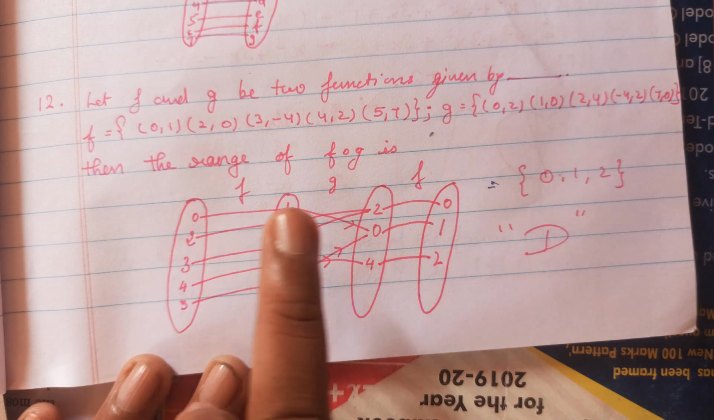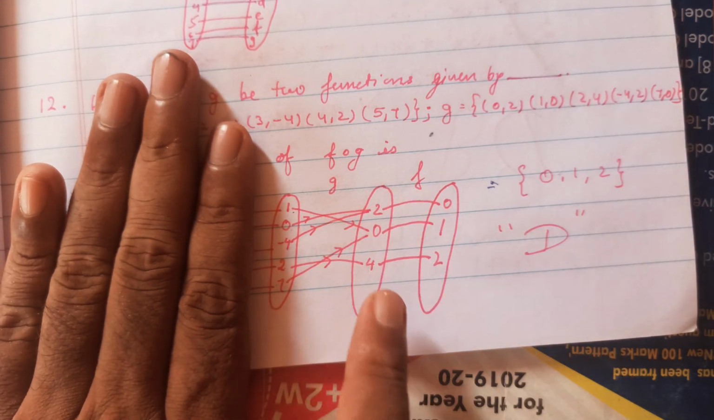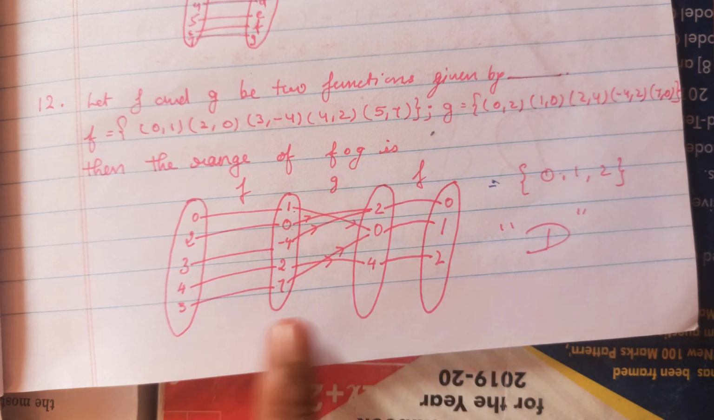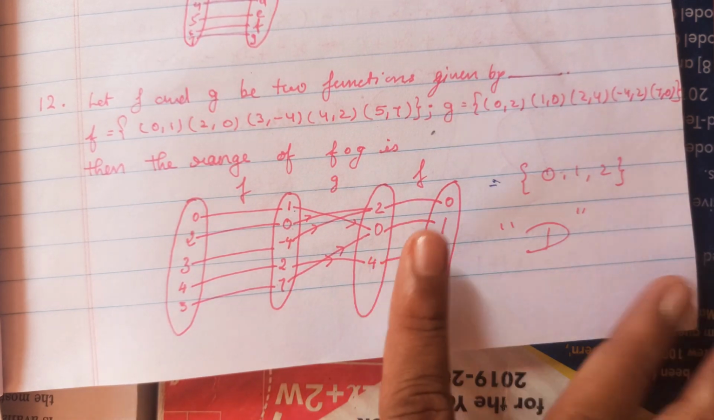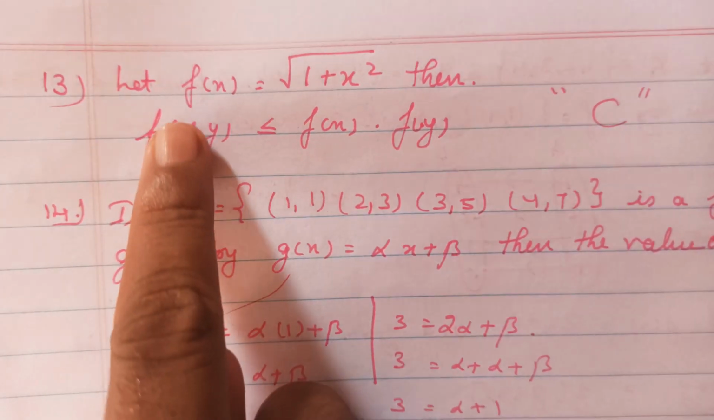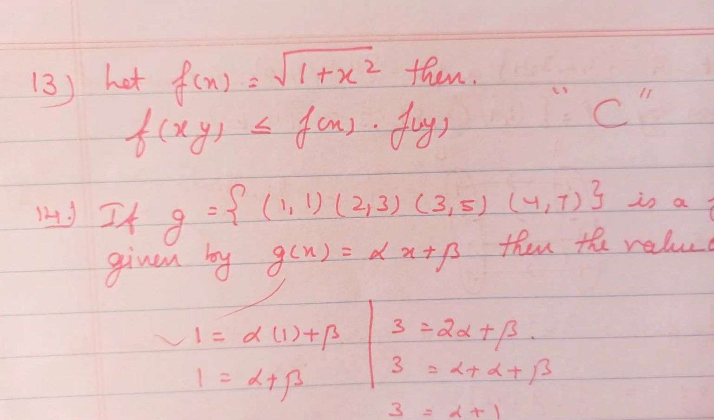First we have to represent f, then we represent g, and then we don't consider the middle, then we represent g to f. So this becomes fog. This is how we represent it in an arrow diagram. Next we are coming to the question: let f(x) is equal to root of 1 plus x square. This is a direct question, so the option is C.